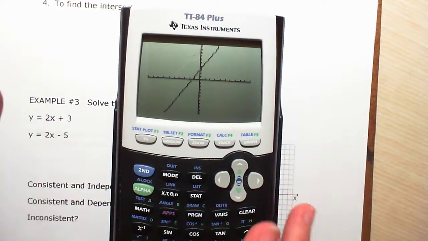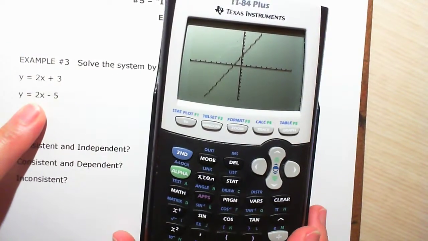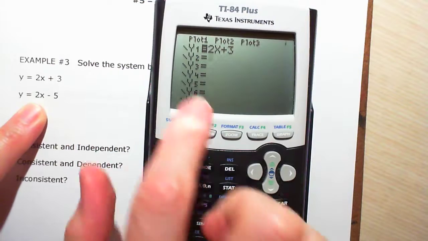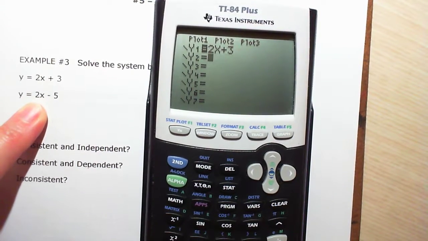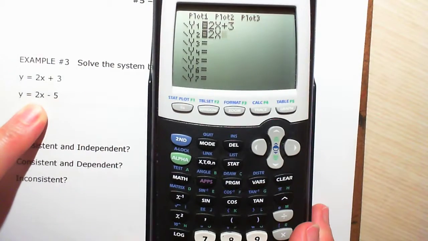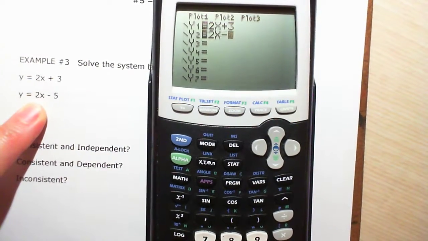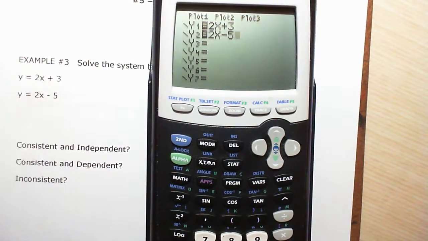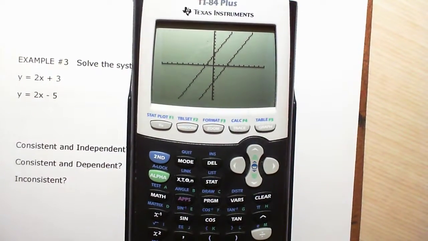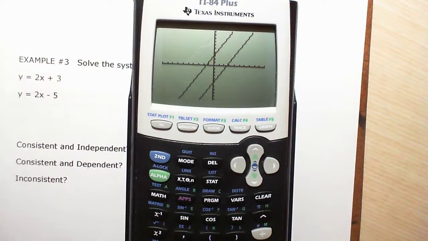So there's my line. Now let's graph the second one. So then you go right back to y equals, down to the second y2, and I want to put in 2x and then minus 5. This one should have a positive slope. This graph should have a negative y-intercept. All right, well, those are parallel lines, okay?